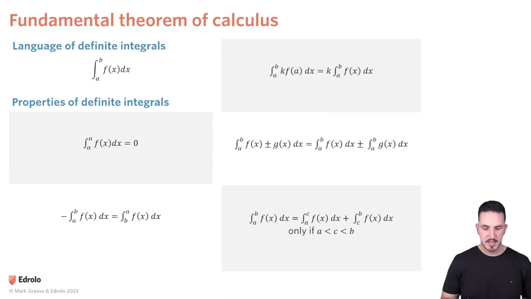Looking at some of the properties and language of definite integrals, a is our lower bound, b is your upper bound, so lower bound and upper.